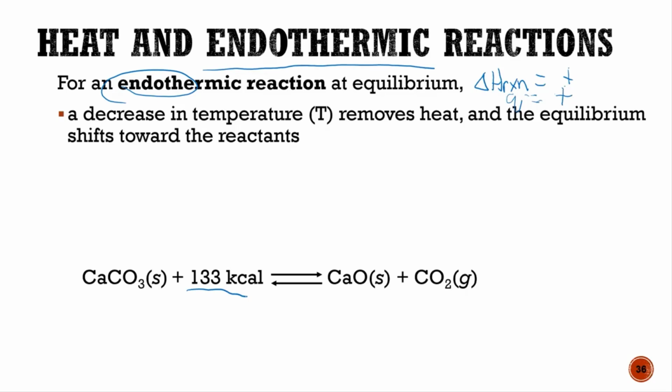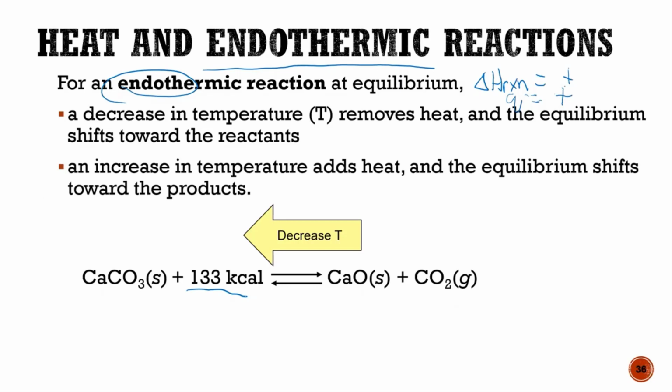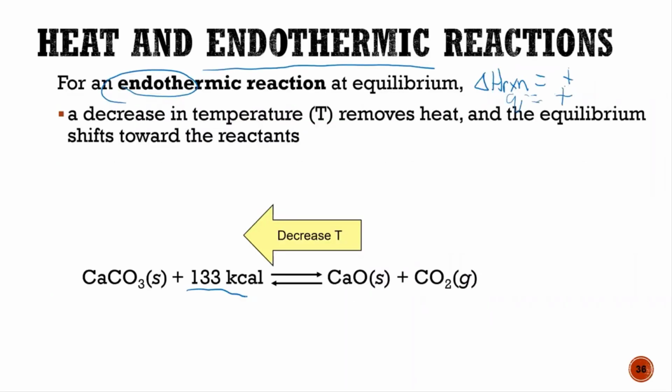A decrease in temperature removes heat and shifts it towards the reactants, right? So if I decrease temperature, it's going to move to the side where the heat is located. An increase in temperature is going to shift it to the right. Now, you might not like that, so here's a way to look at it. You can draw a trough. Here goes the trough.